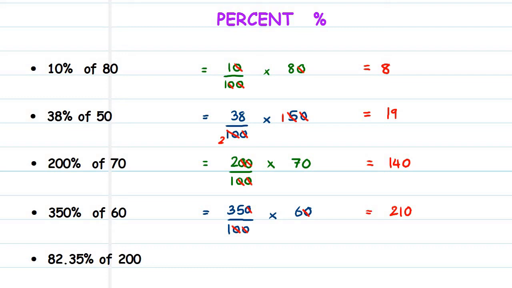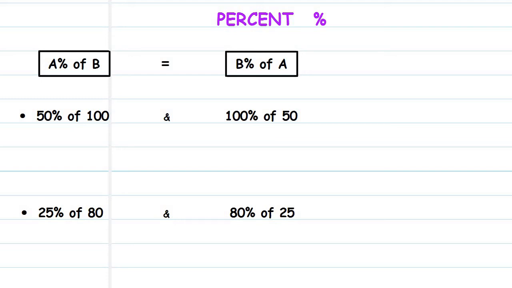Now let's try 82.35% of 200. 82.35% means 82.35 divided by 100. Of means multiply. 200 means 200. So we can simplify this by crossing out the zeros, and we'll be left with 82.35 times 2, and that's gonna give us 164.70.